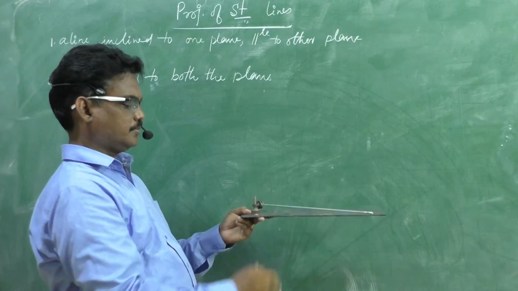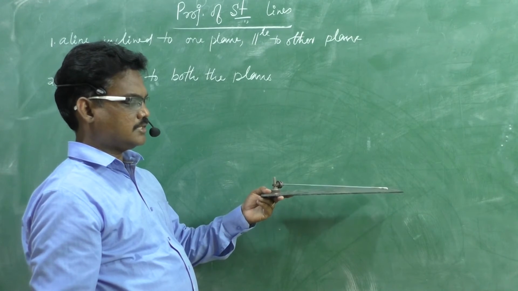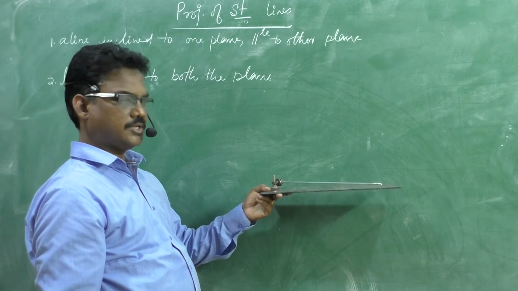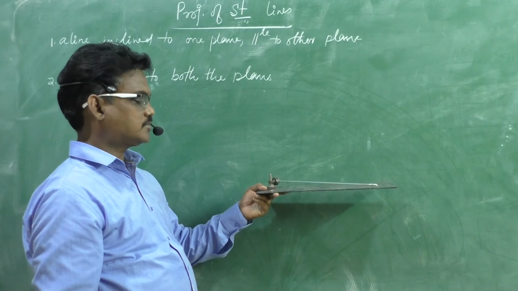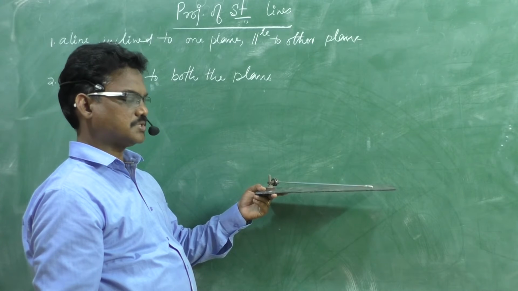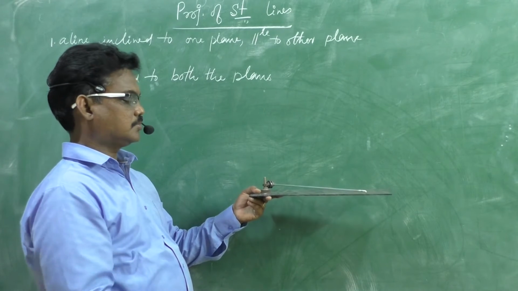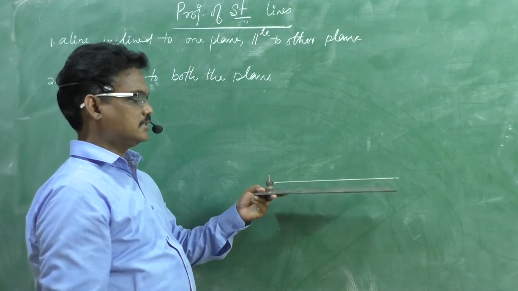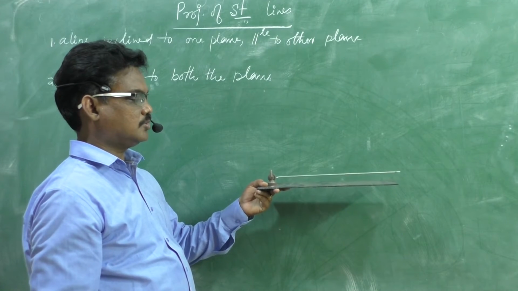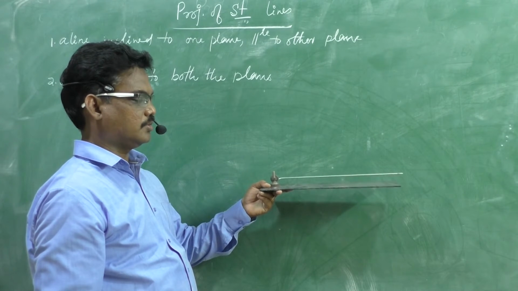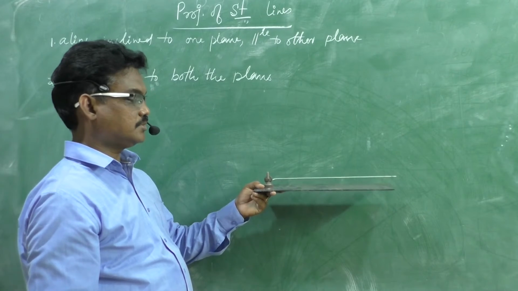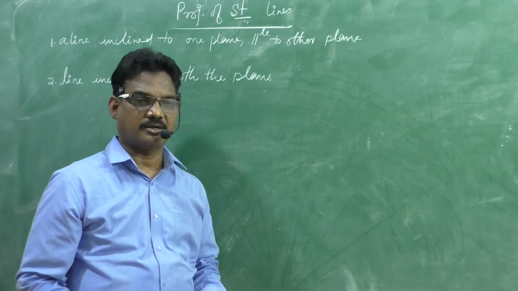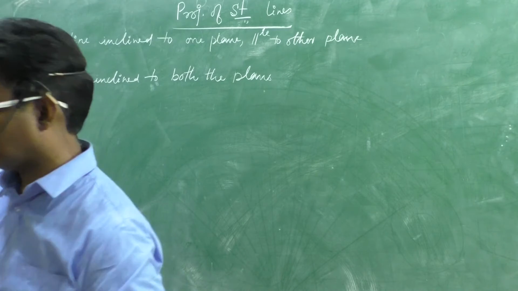Now the second one: the line is parallel to HP and inclined with VP. Here also the fixed point position needs to be specified in the problem. Suppose you consider a line like this, then the line is parallel to both HP and VP. We need to consider these cases and draw the respective front and top views. Now we will see the problems.